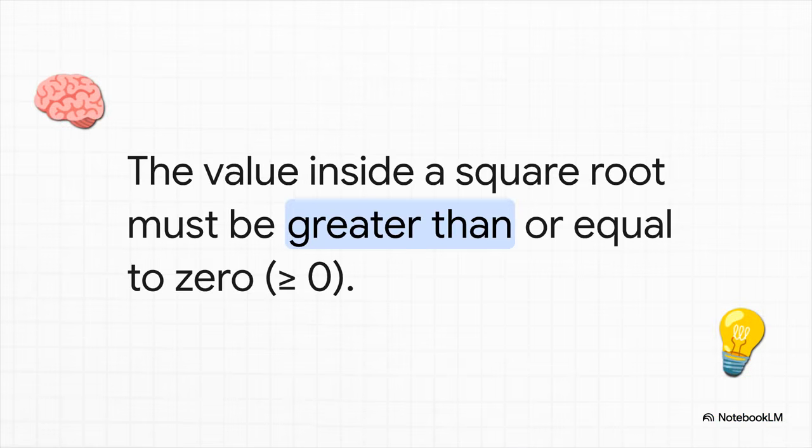And the rule is actually pretty straightforward. In the world of real numbers, you just can't take the square root of a negative. It doesn't work. So whatever is living inside that square root symbol has to be either 0 or something positive. In other words, greater than or equal to 0.